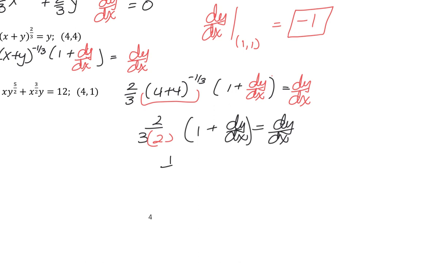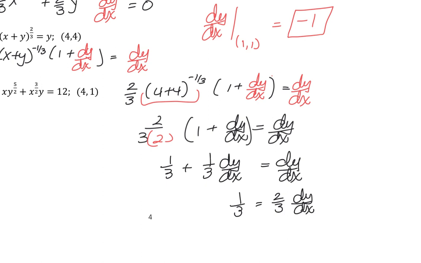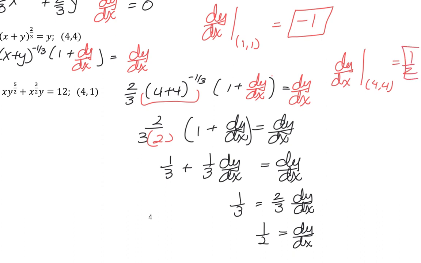So I end up with 1/3 plus 1/3 dy/dx is equal to dy/dx. I'm going to subtract 1/3 from both sides. I have 1/3 is equal to 2/3 dy/dx. Divide both sides by 2/3, which is multiplying by 3/2, which gives me 1/2 is equal to dy/dx. So for this one, dy/dx evaluated at 4 is simply going to be 1/2. And that's my answer for that one.